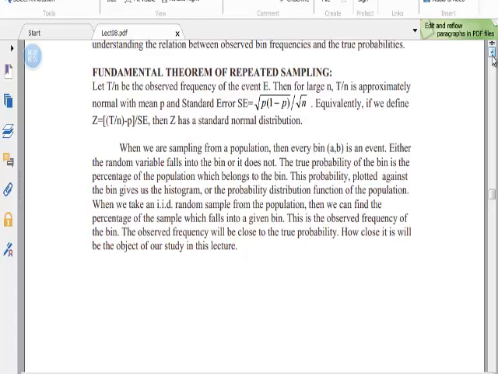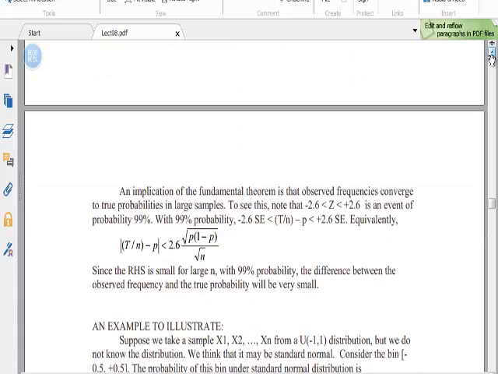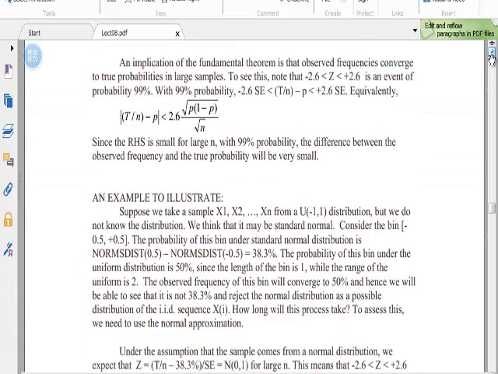This is just a restatement of the same theorem that we just discussed. So we can say that T over N is normal with mean P and standard error square root of P times 1 minus P over square root of N. Equivalently, if we define Z equal to T over N minus P over the standard error, then Z is standard normal. These two statements are equivalent. So one of the things that you can say is that T over N is normal with mean P, so T over N minus P is normal with mean 0. This is one part of standardization.